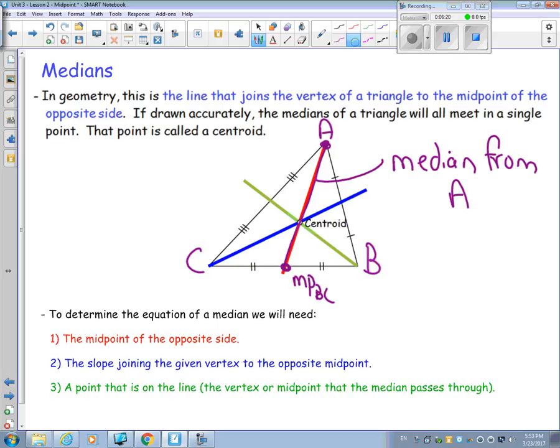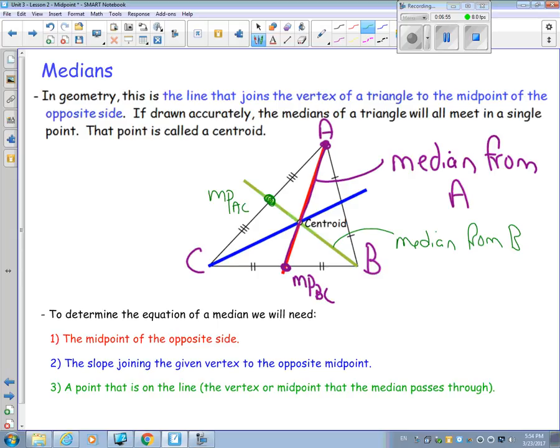Okay. The median from B, we can look at that one. That's this green one here. The median from B would start at B and it'd end up on the other side, at the midpoint of the opposite side, AC. And because the triangle has 3 sides, you could have 3 medians, so you could have the median from C. Where those medians meet is a single point. They all meet in the same point. We call that point the centroid. And we'll talk more about centroid tomorrow. Today I'm only going to worry about medians.